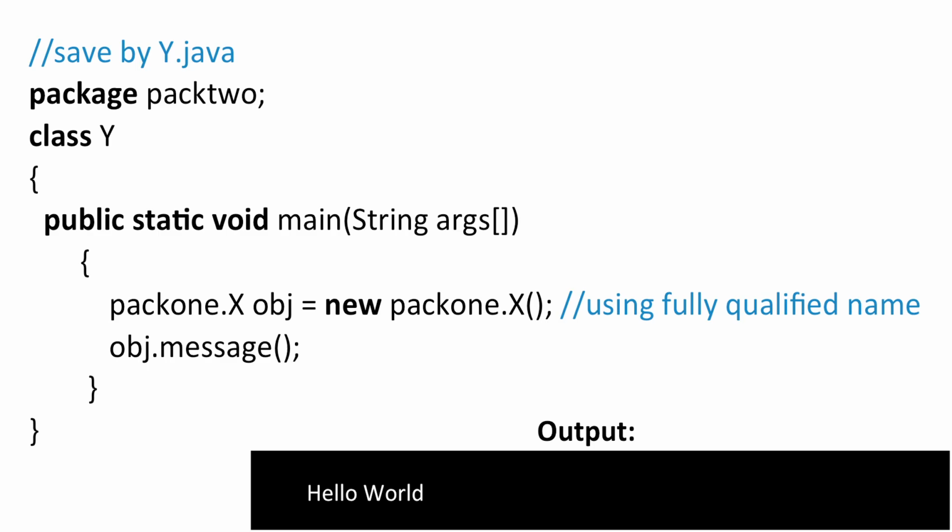Now we have called the message method, obj.message. What we are having is the output hello world. I suppose that this example will be clear to you all.